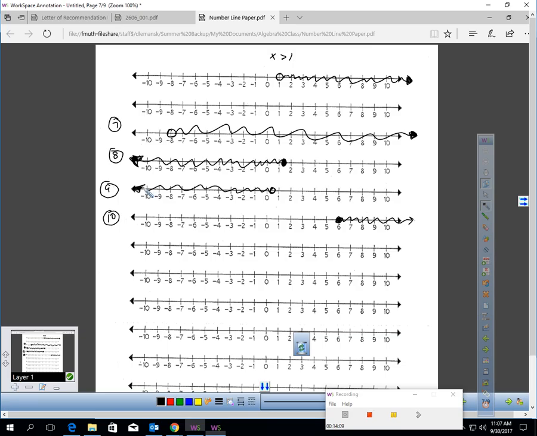Number 9, r is less than a half. So open circle at a half. r is less than that. I want all the values less than a half. That's why I'm shading to the left. And question 10. v is greater than or equal to the square root of 36. So the square root of 36, I hope we know, equals 6. So v is greater than or equal to 6. So I have a closed circle at 6, and I'm shading to the right.